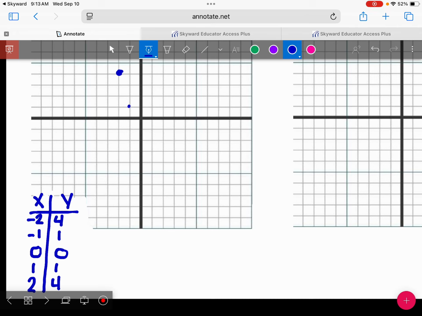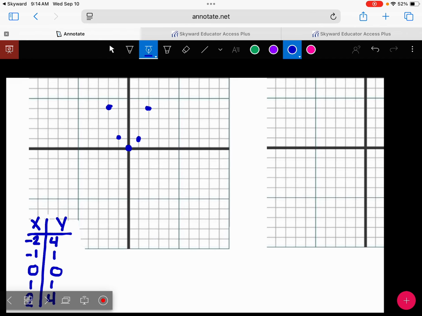I'd have my negative 1, positive 1. We'd have a point at 0, 0. That's going to be my vertex. Point at negative 1, 1, a point at 1, 1, and a point at 2, 4.